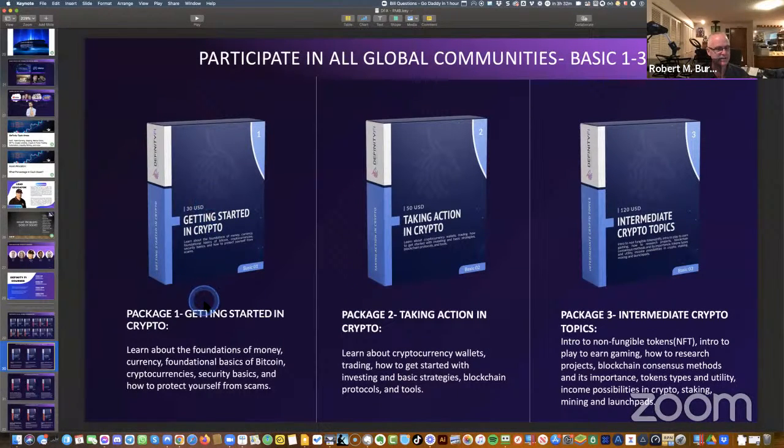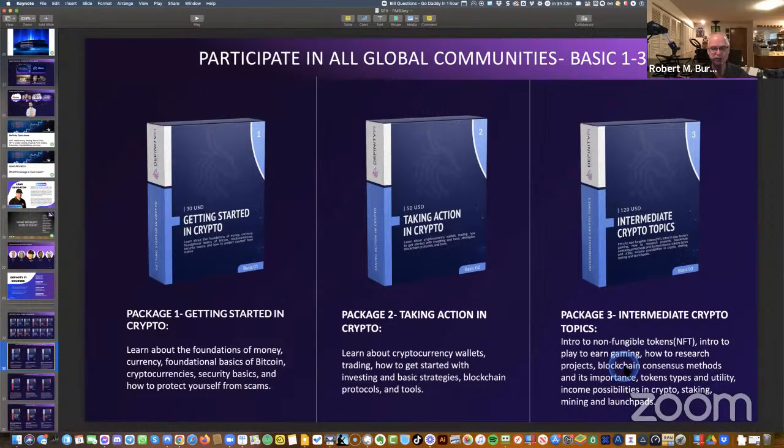Each of these packages also has a community tied to it. Okay, and we'll get into that a little bit later, what that means in the compensation plan if you choose to engage in the affiliate aspect of what we do. But these are the packages. The second one is taking action. You've gotten some of your basics in place, your security, getting your wallet in place, getting your cryptocurrency wallets.